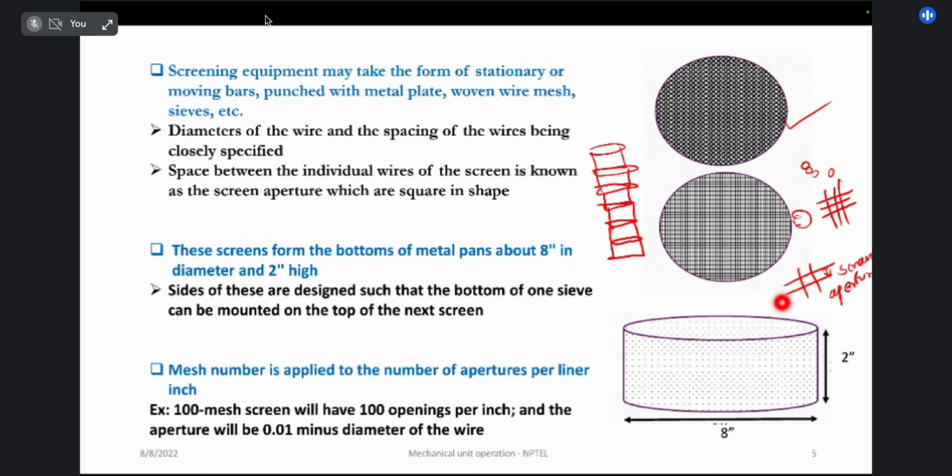Now mesh number is another important thing: one is the screen aperture, another is the mesh number. Mesh number refers to the number of apertures per linear inch. If this is a linear inch of the screen, then how many openings are there in this linear inch? That is known as the mesh number, and generally screens are available in the market on the basis of mesh number.